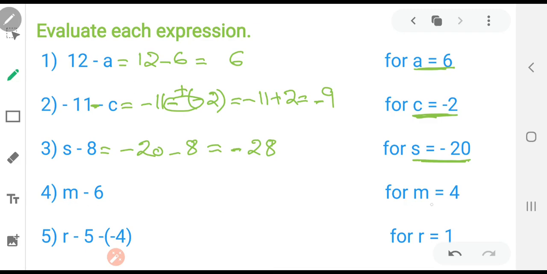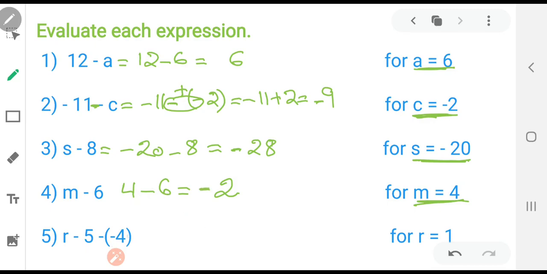What's m in number 4? It's 4. So this is 4 minus 6. Different signs, we're going to subtract. So 6 minus 4 is a 2. What's the sign of the greater number, which is 6? It's a minus, so minus 2.